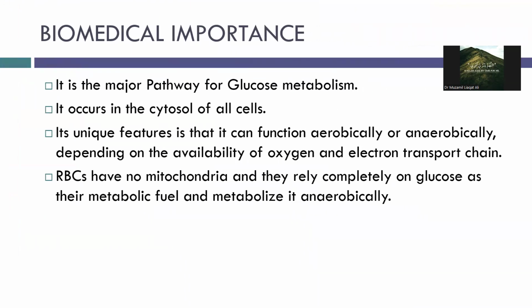Let's talk about the biomedical importance of glycolysis. Glycolysis is the major pathway for glucose metabolism in the human body. It occurs exclusively in the cytosol of virtually all cells and possesses a unique feature. It can function both aerobically and anaerobically, depending on oxygen availability and the integrity of the electron transport chain. RBCs, the red blood cells, which lack mitochondria, rely completely on anaerobic glycolysis for ATP production. This pathway also serves as the principal route for the metabolism of fructose, galactose, and other dietary carbohydrates.